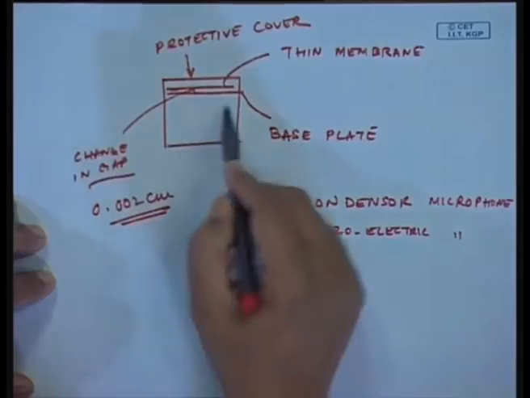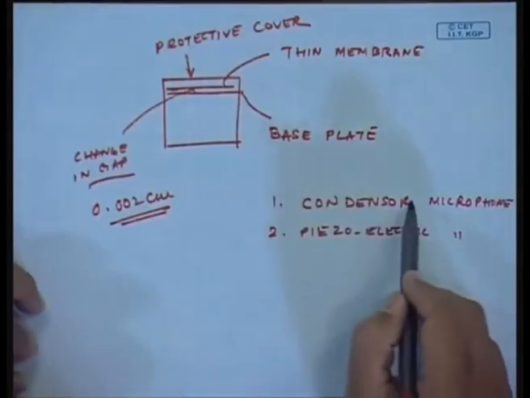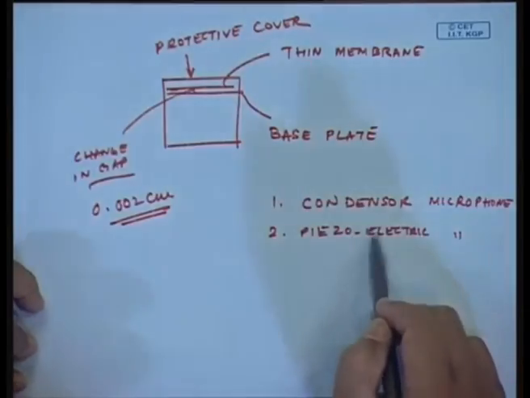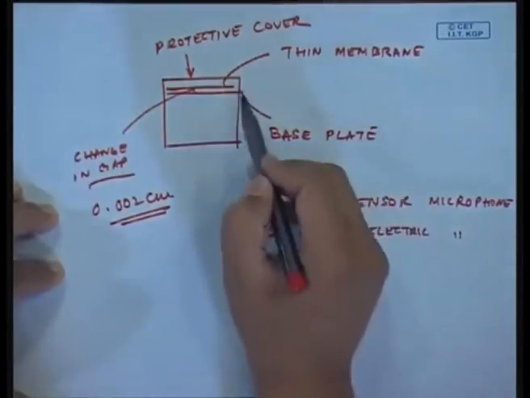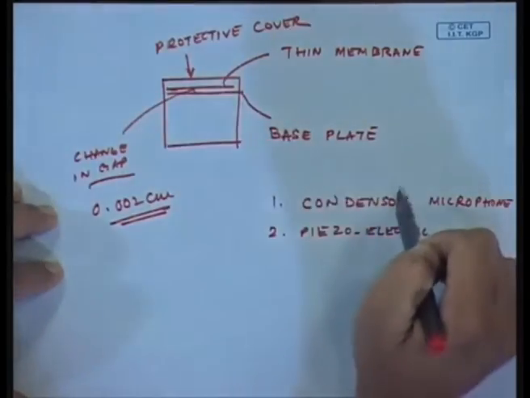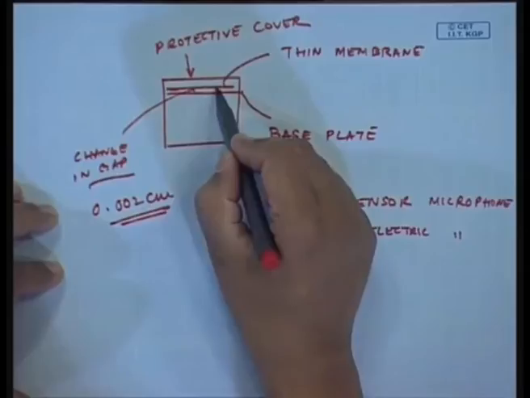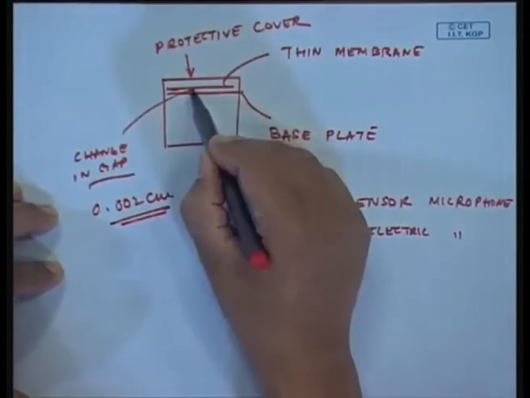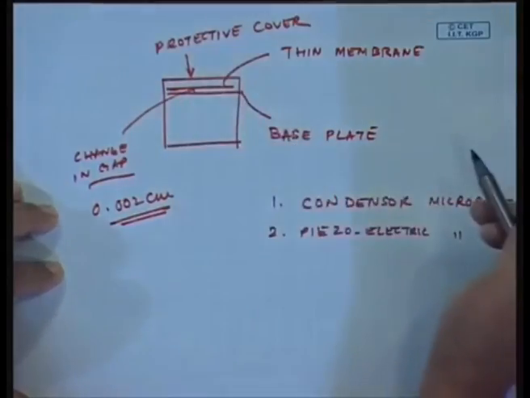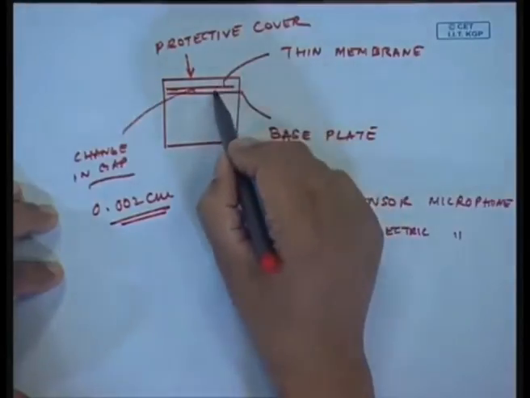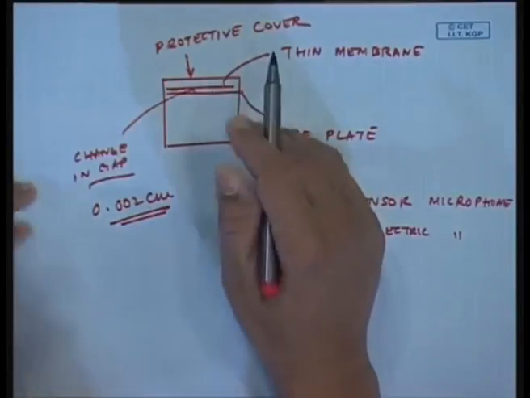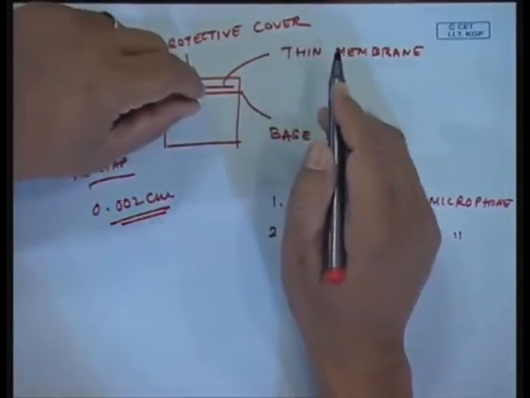So, what happens, either be it a condenser microphone or a piezoelectric microphone, the only difference is that in the case of a condenser microphone, because of the deflection of the membrane here, this gap is going to change. So, the capacitance between these two plates is going to change.